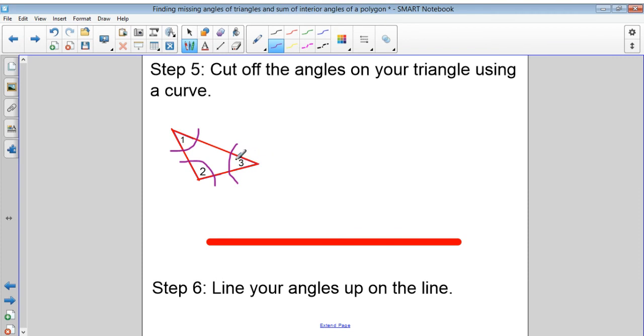This part is the angle of the triangle. This part is the angle of the triangle. You won't be getting confused with thinking that these corners over here are the angles, because you have a curve there. So go ahead and cut off your angles.